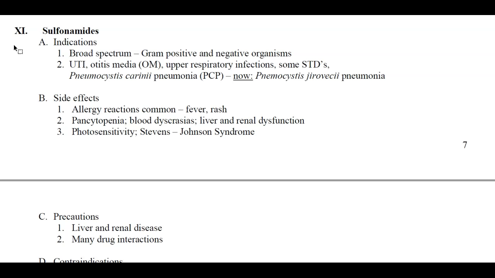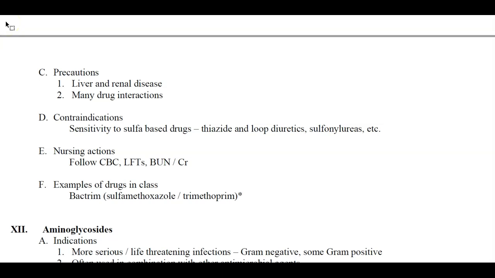Some side effects of these drugs include allergic reactions. So basically the most common ones would include fever and rash, pancytopenia. Pancytopenia means a decrease in WBCs, a decrease in RBCs, and a decrease in platelets, and also blood dyscrasias, liver and renal dysfunction. In addition, sometimes it can cause photosensitivity and Stevens-Johnson syndrome. Stevens-Johnson syndrome consists of fever, flu-like symptoms, skin rash, blisters, and afterwards the skin starts peeling off. Some precautions include liver and renal disease.